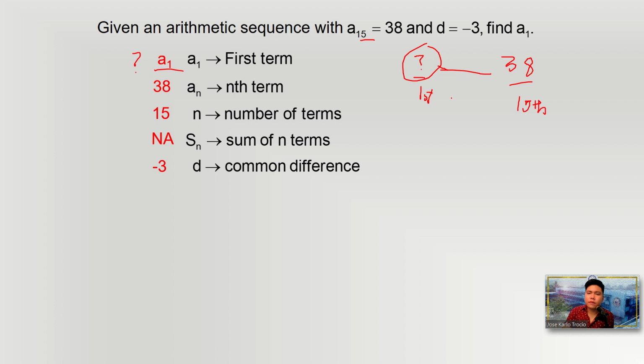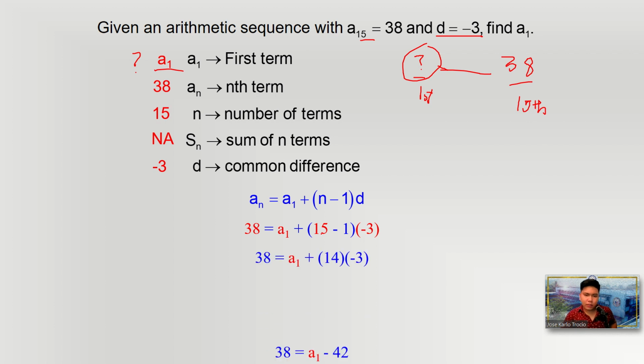Okay, so n is 15. There are 15 terms. A sub n, we are not looking for it. That's not included. D is negative 3. Why is it negative 3? Because it's given. Okay, so substitute. A sub n is 38 already. A sub 1, we do not know. We are looking for it. N is 15. Difference is negative 3 times 15. Just substitute. Hold on. 15 minus 1, that is 14. 14 times negative 3, that is negative 42. And transpose that becomes 42 plus 38, that is 80.